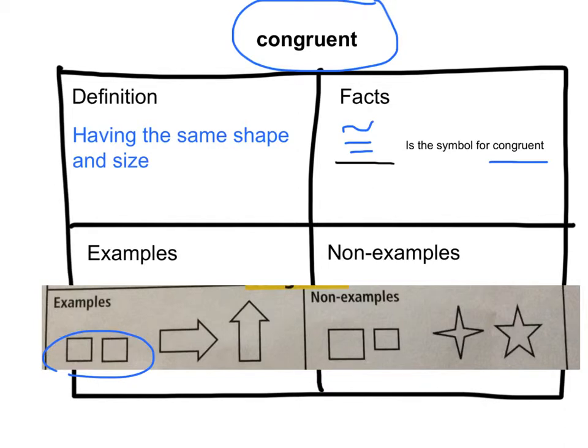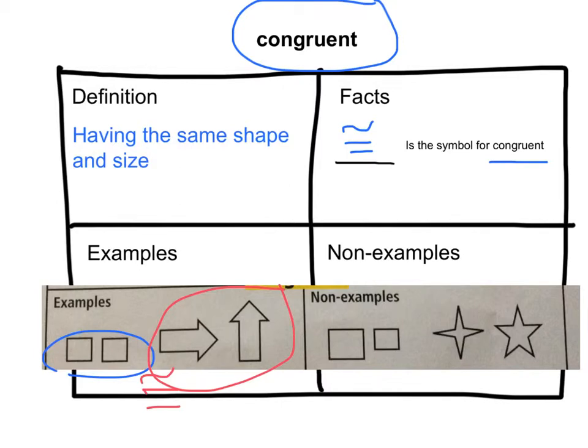Now let's look at these two arrows. At first glance, do they look exactly the same? No. They're rotated, huh? One's facing this way and one's facing up. But they are also congruent because if you measure them, you will see that they are the exact same shape and size. So even though they're facing different ways, we still call them congruent. So again, the symbol to show that they are congruent is an equal sign with a squiggly thing on top.